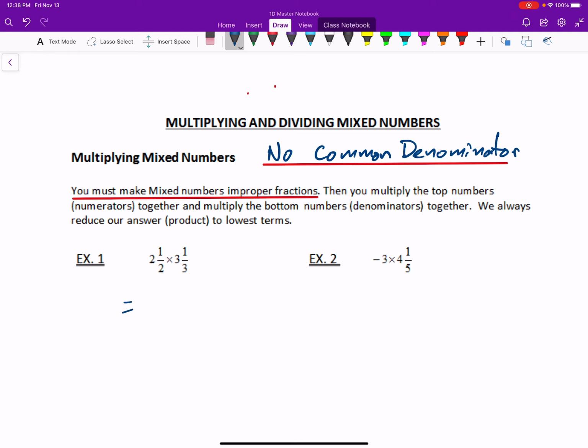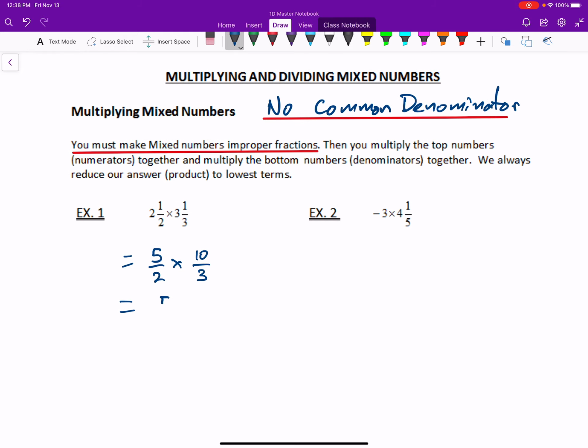So let's try the first one. So 2 times 2 is 4, plus 1 is 5 over 2. 3 times 3 is 9, plus 1 is 10 over 3. If I multiply the top times the top, I get 50, and bottom times bottom gives me 6. Now I can reduce this. In fact, I need to reduce this because it's not considered 100% correct until we've got it in lowest form. Since they're both even numbers, I know I can divide the top and bottom by 2, and I'd get 25 over 3. And I would be inclined to leave it like that, but if you want to change it to a mixed fraction, 3 goes into 25 8 times with 1 left over, so it'd be the same as 8 1/3.